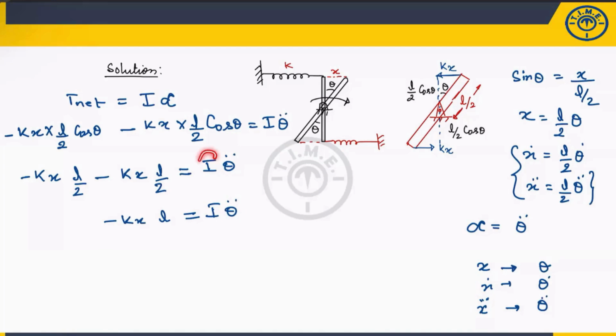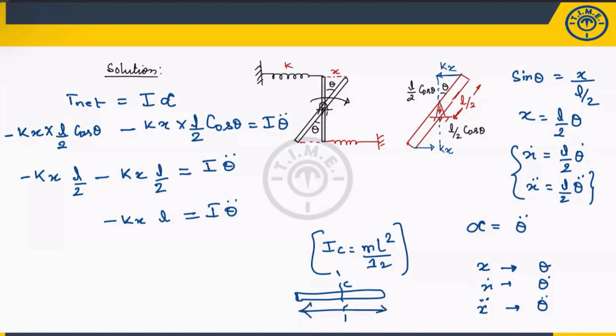Now the most important thing is, what is the moment of inertia of the rod? I hope you know this thing. The moment of inertia of a rod about the center is nothing but ml square by 12, where L is the length of the rod and m is the mass of the rod. So ml square by 12 theta double dot minus k into x. What is the x value? X is nothing but L by 2 theta, that means L square by 2 into theta. So this L square and this L square will cancel out.